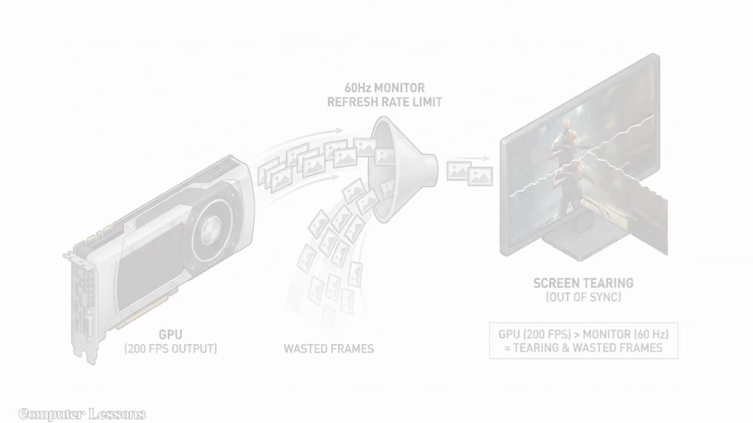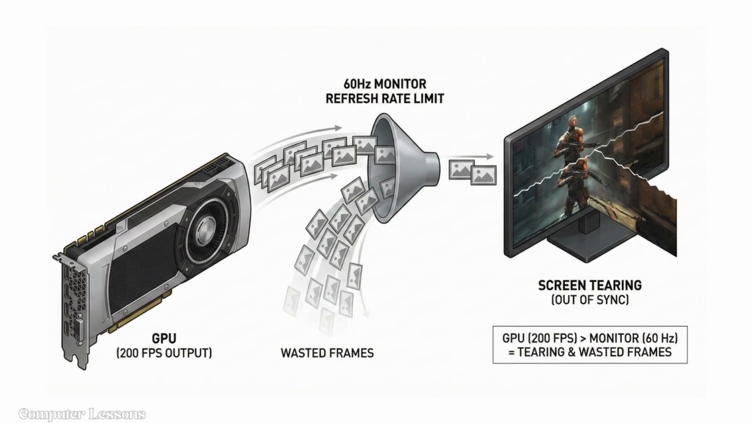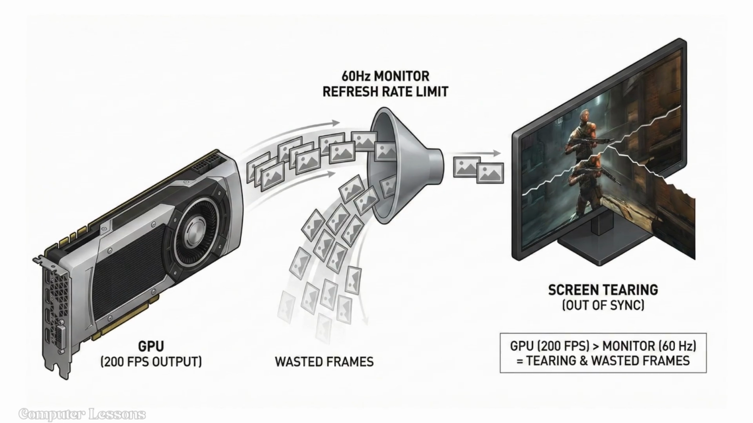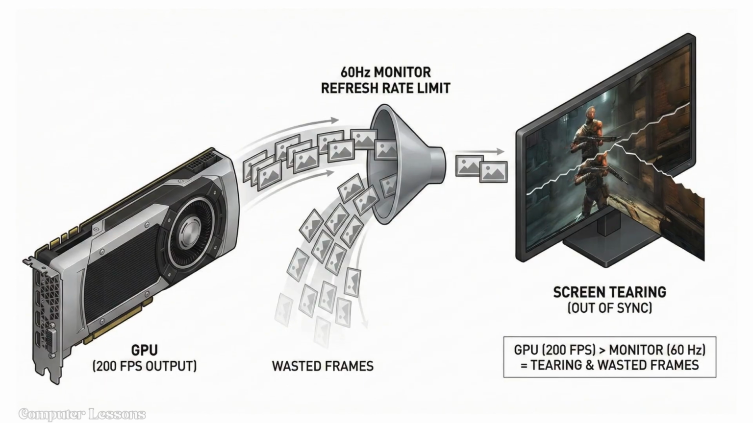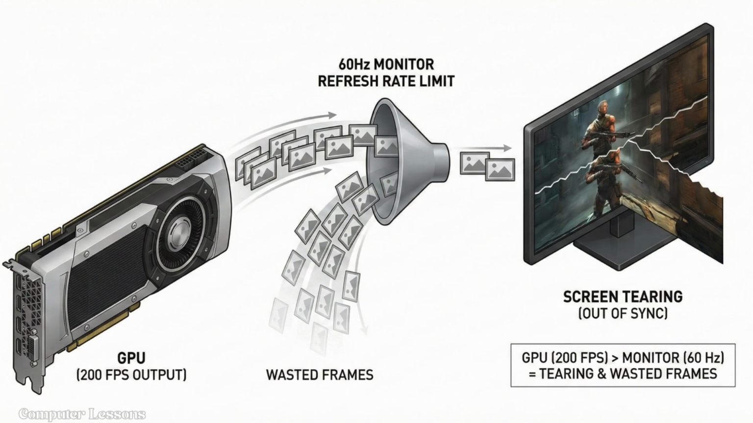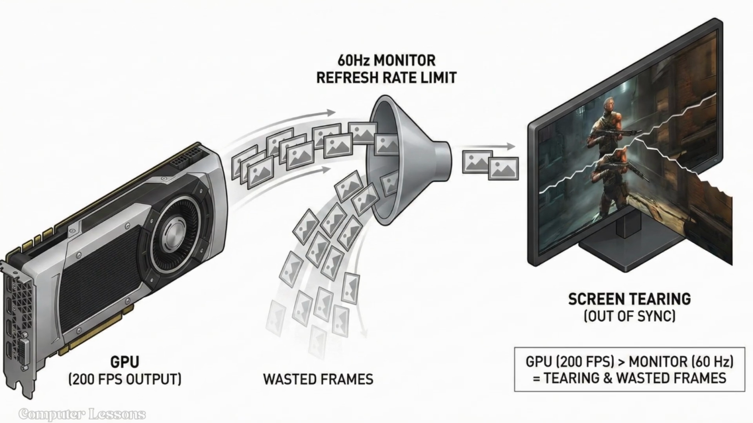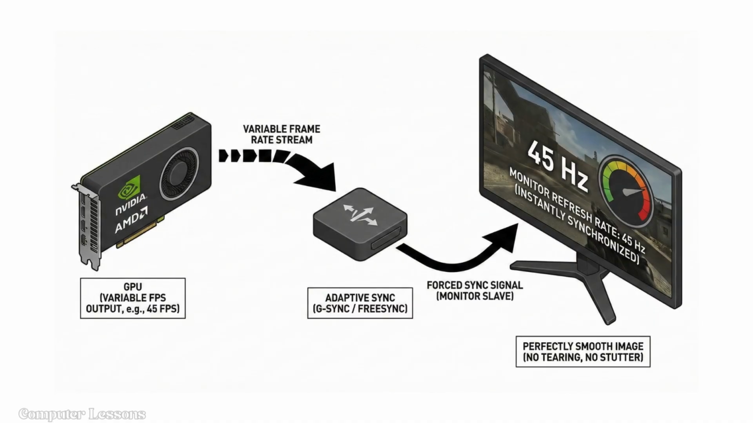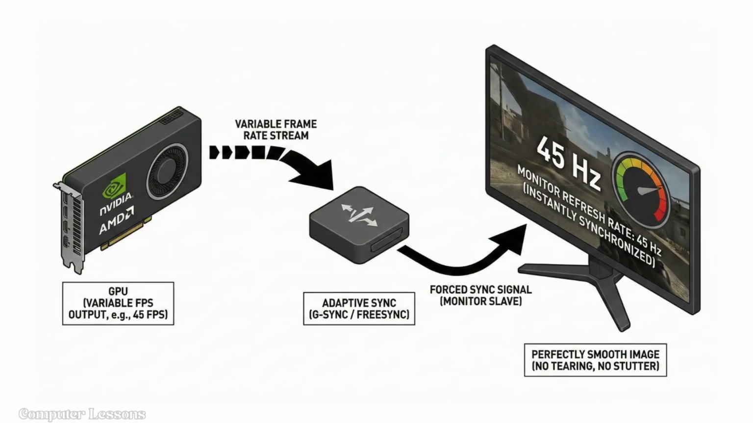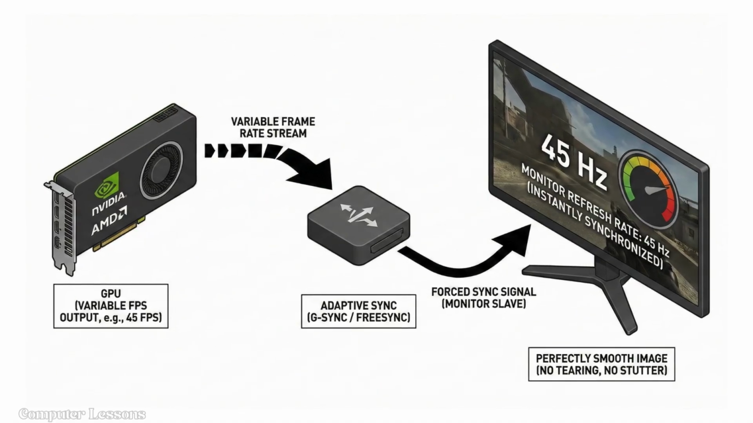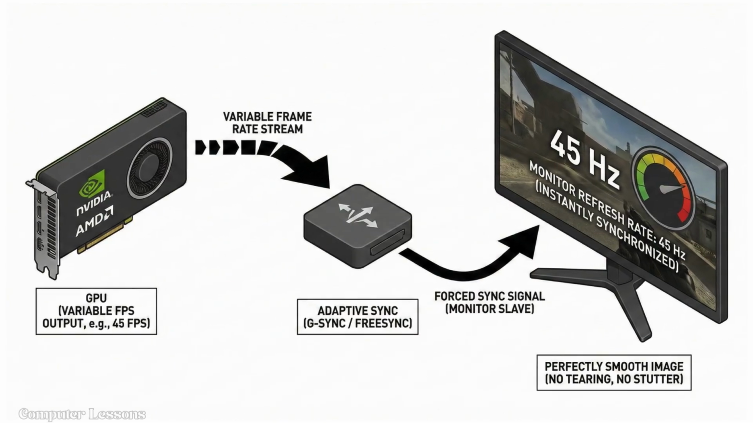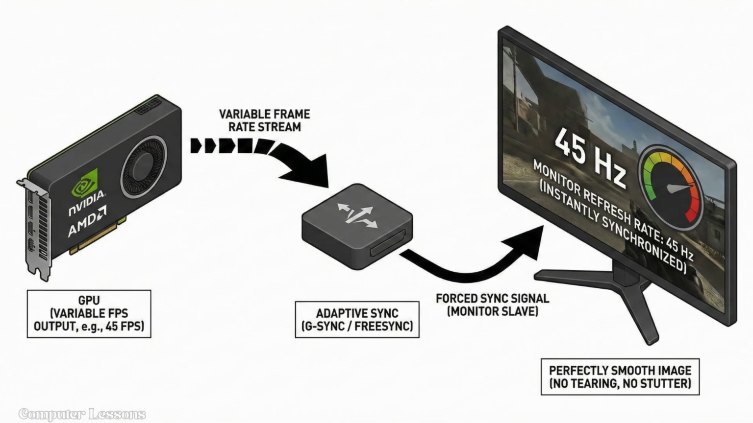However, the monitor can only show what the graphics card sends it. If your GPU generates 200 frames but your monitor is 60 Hz, you are wasting those frames. Worse, if they are out of sync, you get screen tearing, where the image looks sliced in half. Technologies like NVIDIA G-Sync and AMD FreeSync solve this by forcing the monitor to act as a slave to the GPU. If the GPU drops to 45 frames per second, the monitor instantly slows its refresh rate to 45 Hz, keeping the image perfectly smooth.